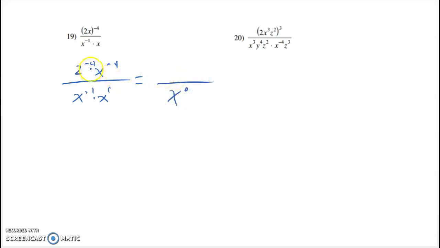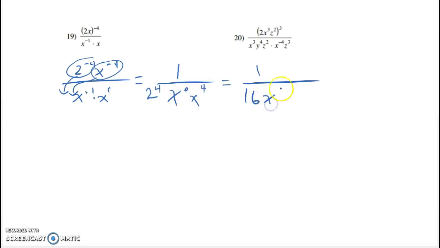And 2 to the negative 4, we're going to move that down and make it positive. We're going to move the x to the negative 4 down and make it positive. We're going to be left with the 1 in the numerator because there's nothing up there. So we've got 2 to the 4, which was this, and then the x to the negative 4. We move it down to make it x to the 4, which is this. So we've got 1 over 2 times 2 times 2 times 2, 16. When you multiply exponents and their bases are the same, you just add them. 0 plus 4 is 4, x to the 4.